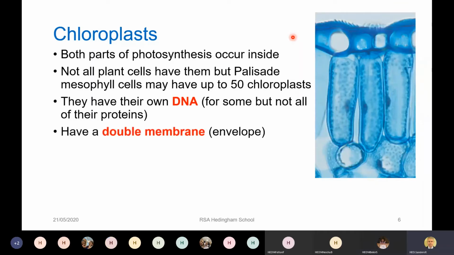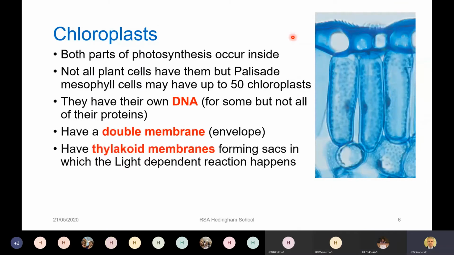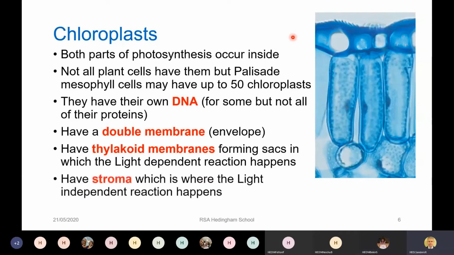They have a double membrane, just as mitochondria do, and a double membrane is called an envelope. So if you ever see the term envelope, as in nuclear envelope, it means a double membrane. The membranes inside are called thylakoid membranes. That's usually worth a mark at some point in the exams. They form sacs in which the light-dependent reaction happens. Outside of those thylakoids is the material called the stroma, which is basically a liquid that fills them. The stroma is where the light-independent reactions happen. So those terms, thylakoid membranes and stroma, are important.